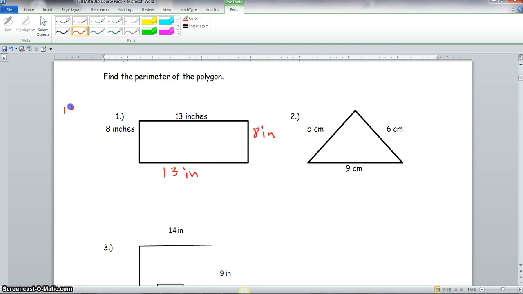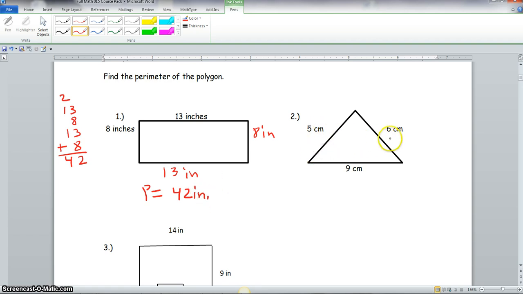We can go over here to the side and take 13, 8, 13, and 8. We can add all of these sides together. 3 plus 8 is 11, plus 3 is 14, plus 8 is 22. So we would carry our 2 here. 2 plus 1 is 3, plus 1 is 4. So our final answer here would be, P stands for perimeter. Perimeter is equal to 42, and we always write our units of measure, 42 inches.